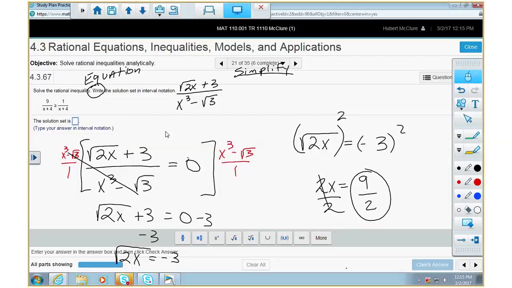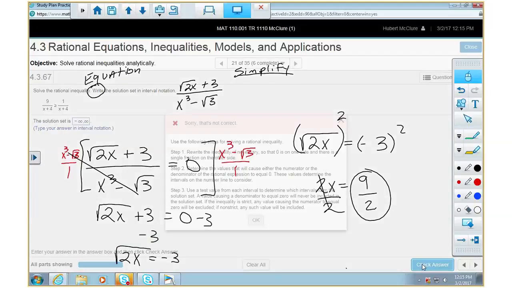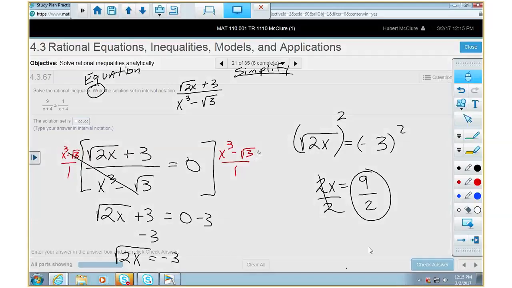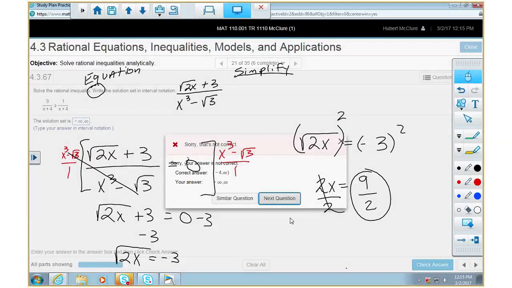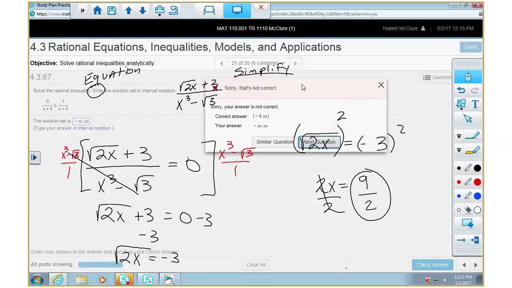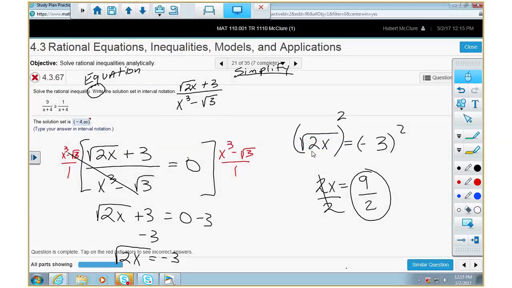Let me see if that's what they want. Negative infinity to positive infinity. Of course. I don't care about the parentheses. I just want to see if that's what they want. Negative 4 to infinity. Okay, I'm going to have to do it the way they want us to do it. Okay, let's do this one. Multiply through by common denominator.